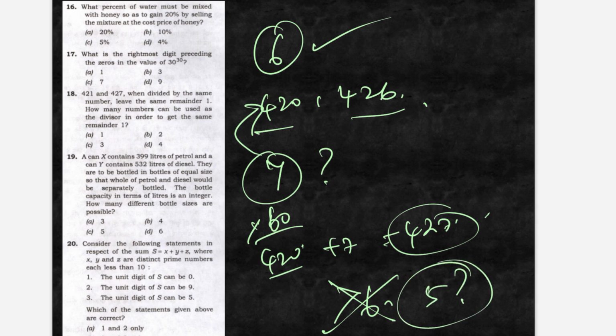Can it be 5? No, it cannot be 5. It's because 5 can divide 420, but 5 cannot divide 426 perfectly. So 5 is eliminated. Can it be 4?